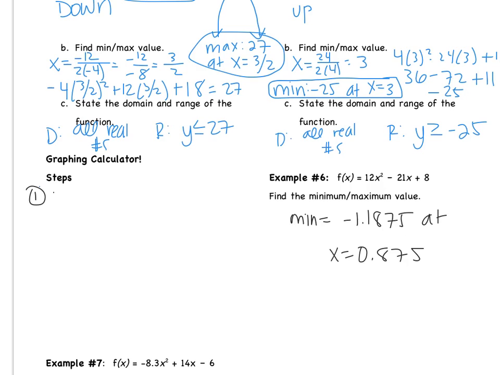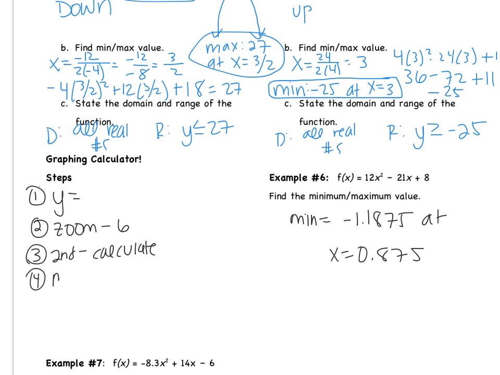So the first step is that you enter your equation in y equals. Then you're going to hit zoom 6, which is zoom standard. Then you're going to go to second, calculate, and you're either going to choose minimum or maximum. In this case, we are calculating a minimum. Then you're going to find the left bound and hit enter. You're going to find the right bound and hit enter. And you're going to hit enter for your guess. Again, which is just telling the calculator that you want the calculator to guess at what the value is. And that's it. So that's not too bad.